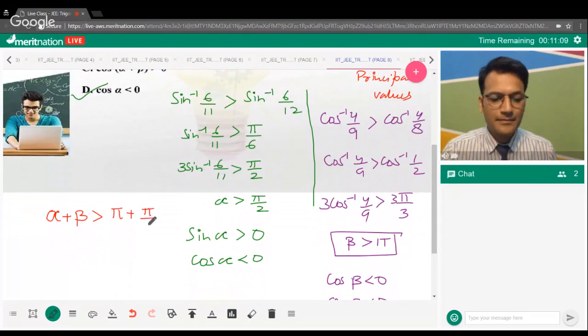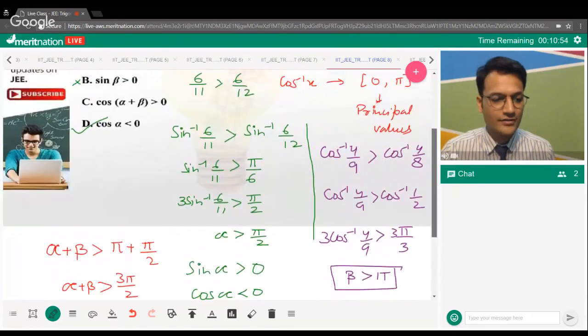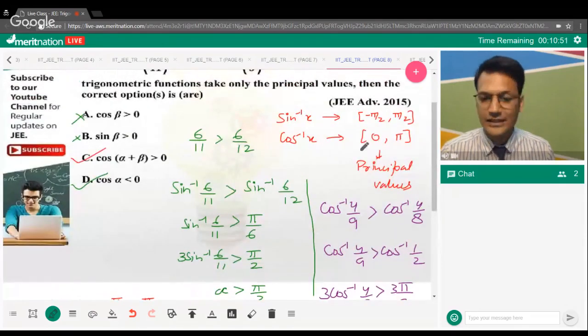So pi plus pi by 2, which is 3 pi by 2. So alpha plus beta is greater than 3 pi by 2. If it is greater than 3 pi by 2, that implies it lies in the fourth quadrant. In the fourth quadrant, cosine is positive. So this is positive, and this is also correct.